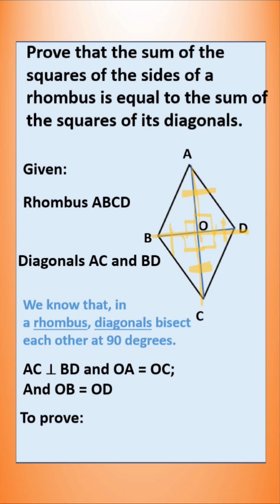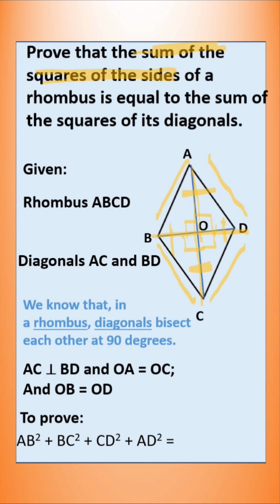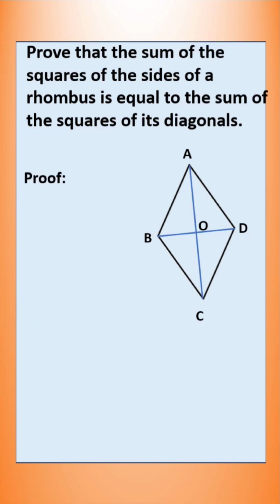What is to prove? Sum of the squares of the sides of a rhombus means AB square plus BC square plus CD square plus DA square is equal to sum of the squares of its diagonals. What are diagonals? AC and BD. So AC square plus BD square. Now we have four right angle triangles.